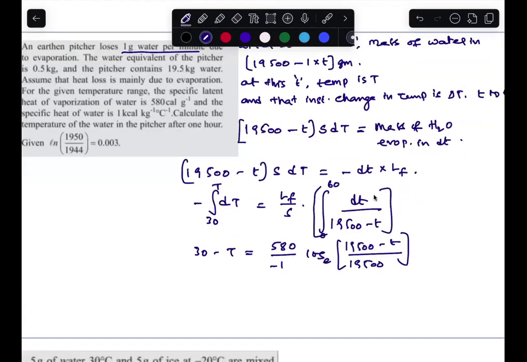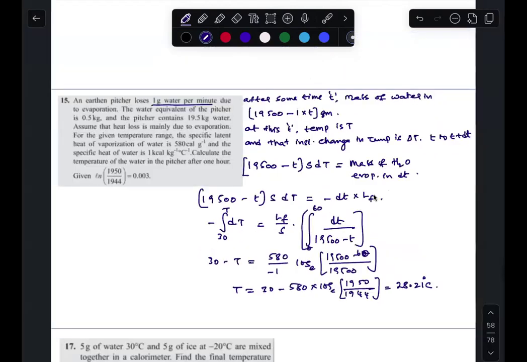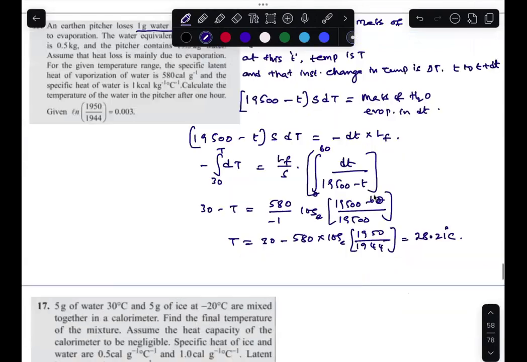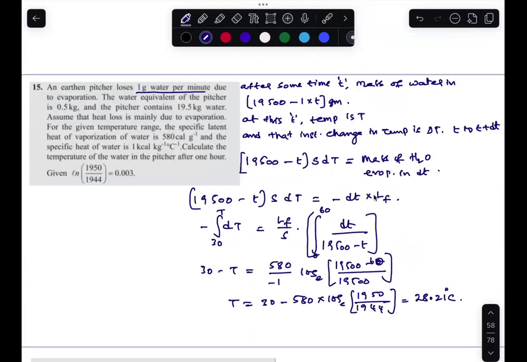Just solve this. They have given everything required. And 19,500 minus t means 60 here. So T is 30 minus 580 into natural logarithm of 19,500 by 19,440. Solving, you will get 28.21 degrees centigrade. So hardly 1.8 degrees centigrade has fallen because of keeping water in this.